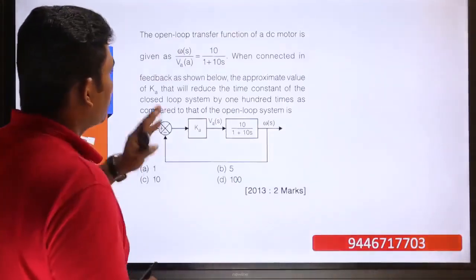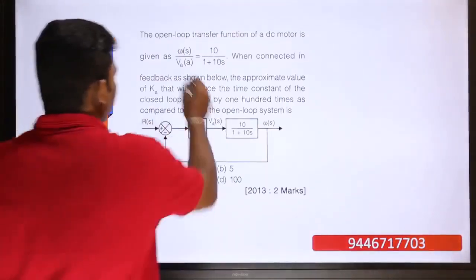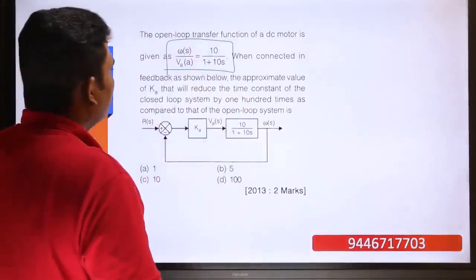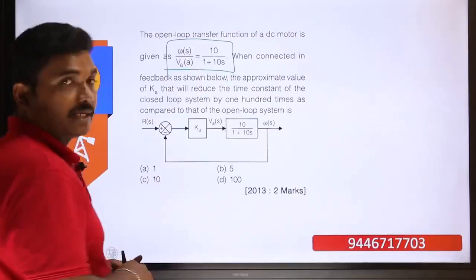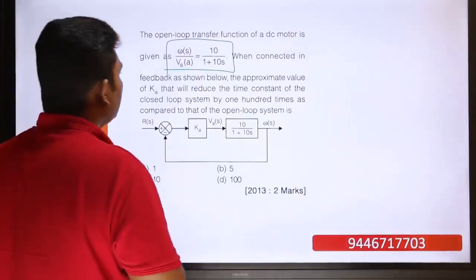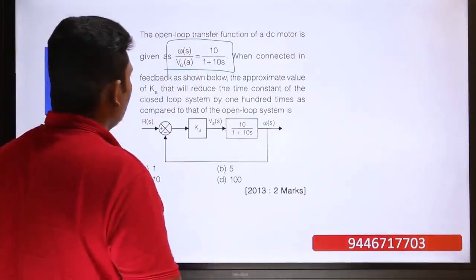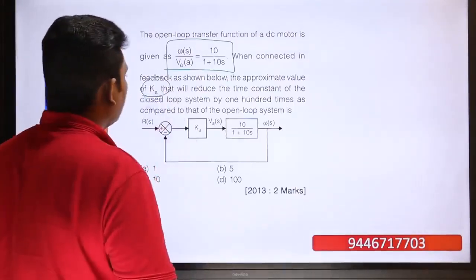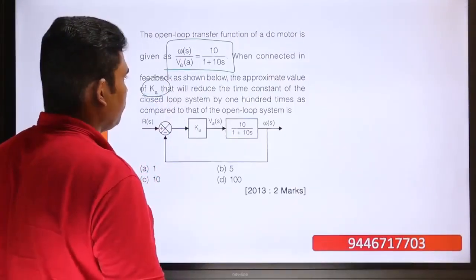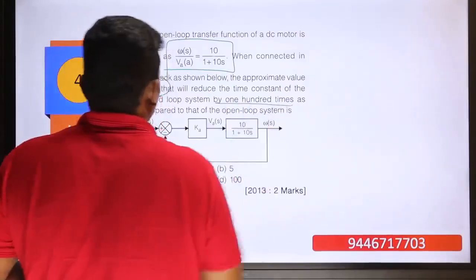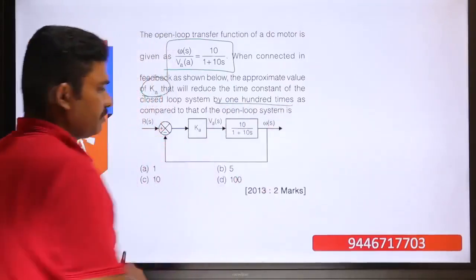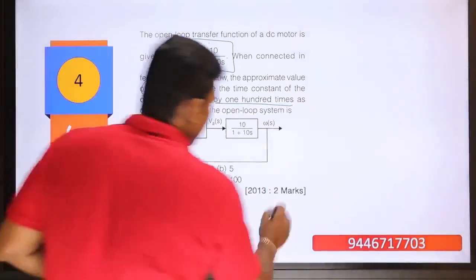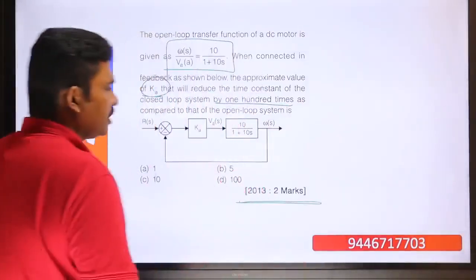The open loop transfer function for a DC motor is given as omega of S divided by VA equals 10 divided by 1 plus 10s. Okay. When connected in the feedback as shown below, the approximate value of Ka that will reduce the time constant of the closed loop system by 100 times as compared to that of the open loop system is what is the question. So these questions are very good questions. This is a 2-mark question for 2013 examination.